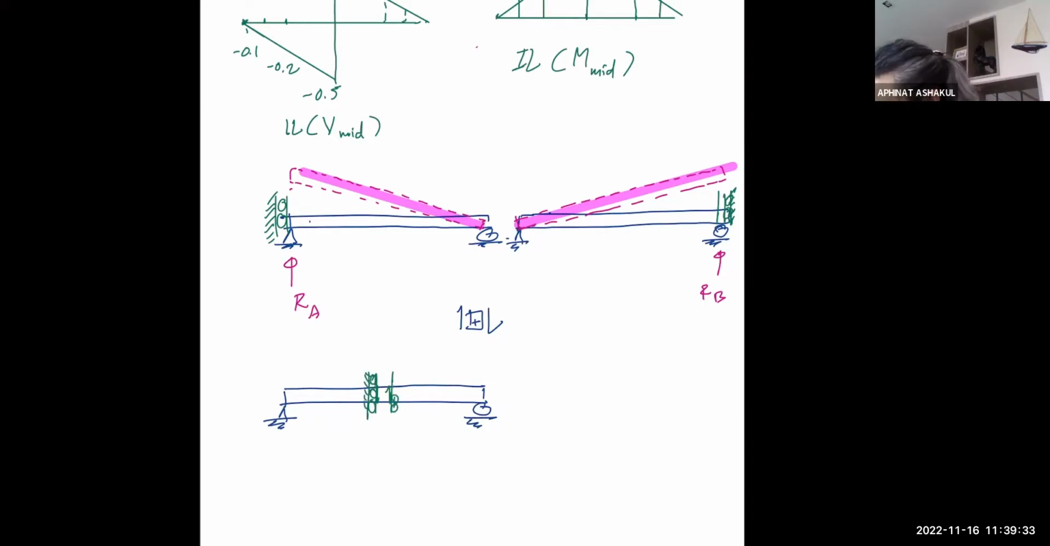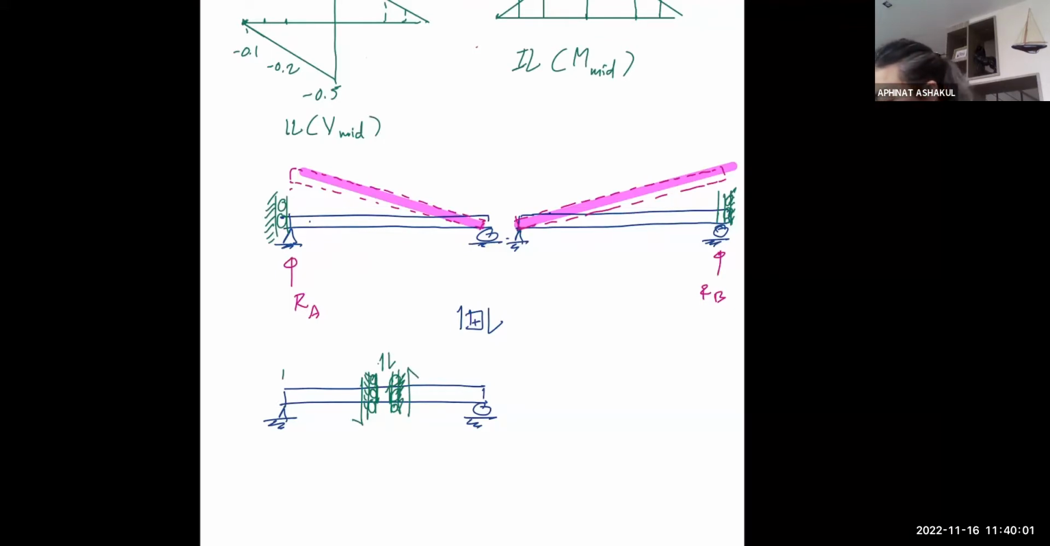Nice. Try to put the wheels in the same location, maybe. Okay, that is your positive shear, right? On the left is up, on the right is down, on the left is up, on the right is down, on the left is up, on the right is down.